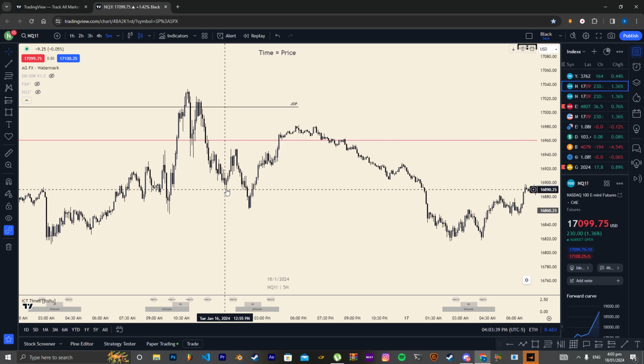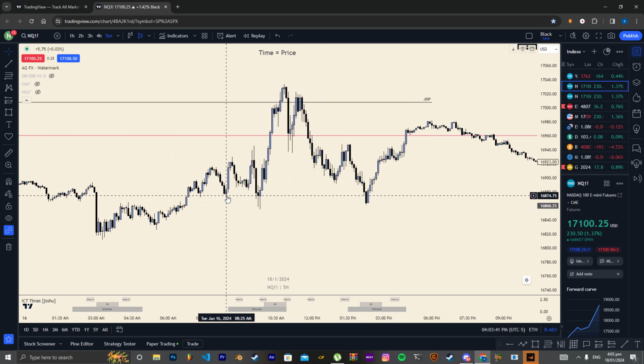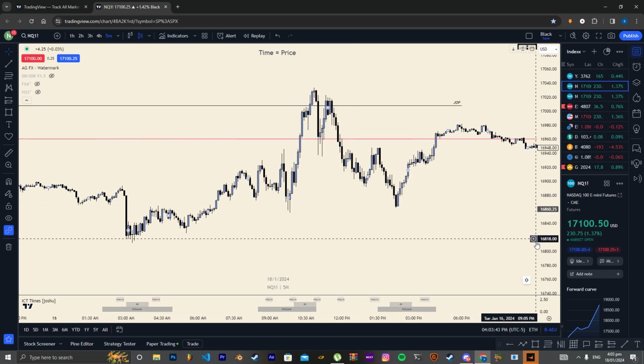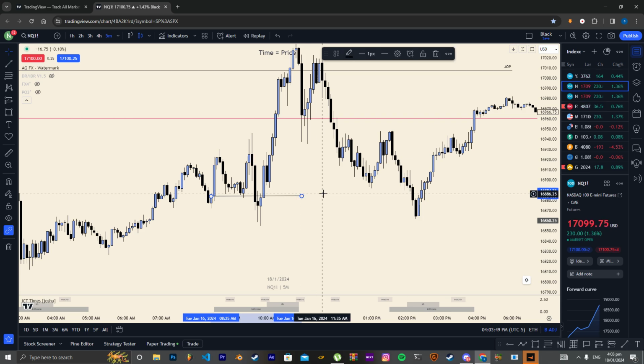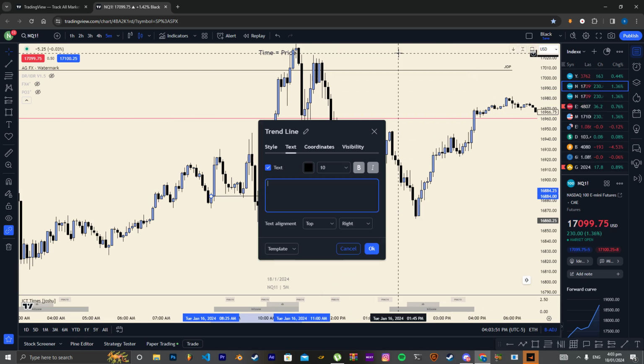So right here you can see, okay, right here we have 8:25, right? This right here we can also use to establish our bias, as we can help with time-based liquidity and true open. So this candle right here is the 8:30 open, right?